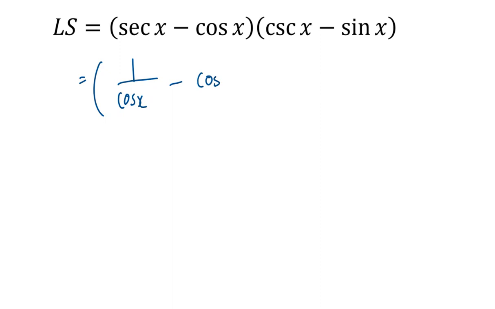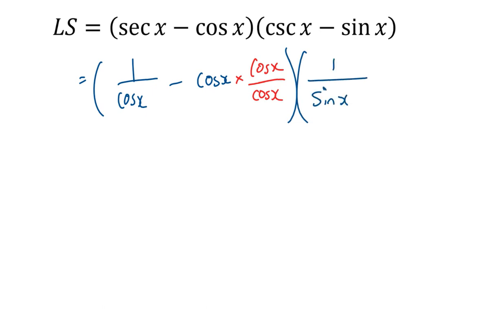I'll show that. So that way I'm going to have cos squared x in the numerator and then cos x in the denominator. So it's going to have a common denominator with the other term in that bracket. And I'll do the same thing with this one.